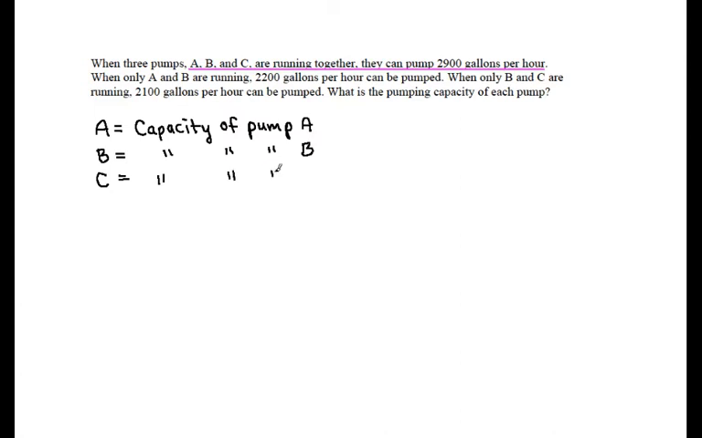This will get us an equation as soon as we have defined our variables. We're going to let A represent the pumping capacity of pump A, and similarly for B and C. We can use ditto marks to make this more efficient because it's still clear what each variable means. When A, B, and C are running together, we can add their pumping capacities and we get 2,900 gallons per hour.